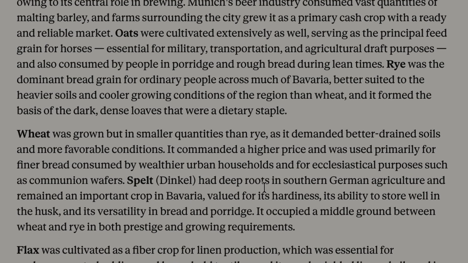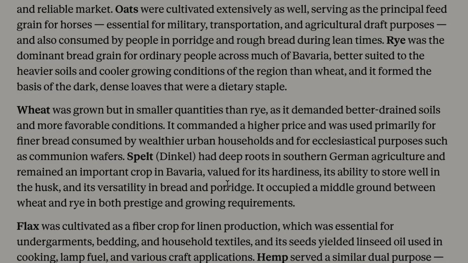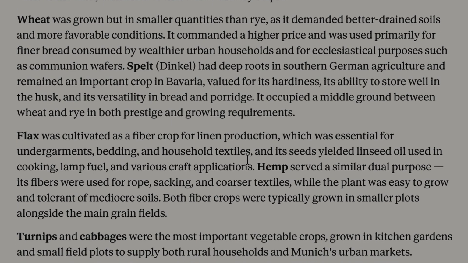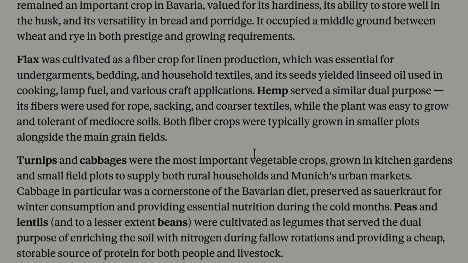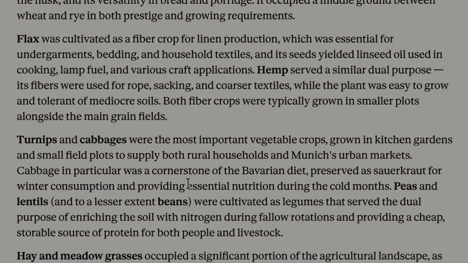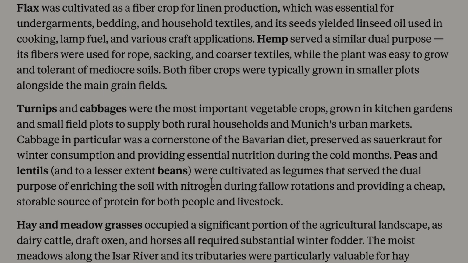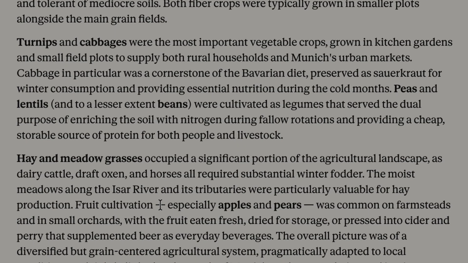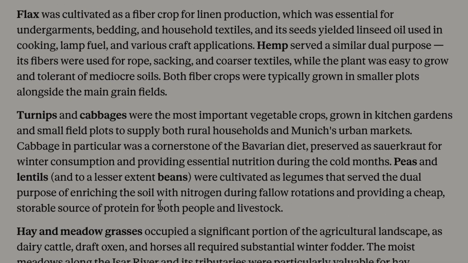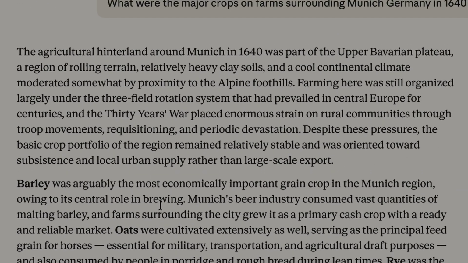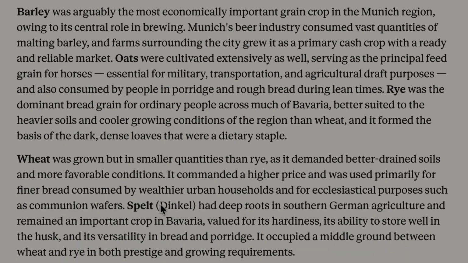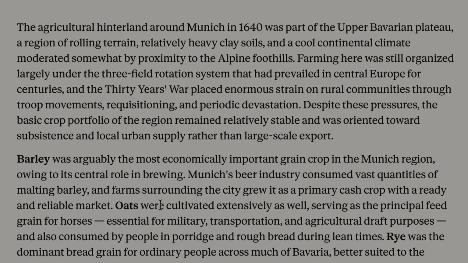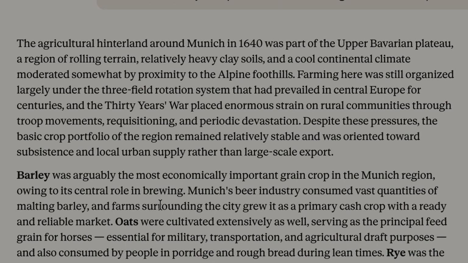Wheat, spelt. Flax for linen. Hemp, similar purpose for linen. Turnips, yep, turnips and cabbage. Peas, lentils, beans. Hay and meadow grasses for the animals. Apples and pears. So this is the kind of produce that would be shipped into the city center to make the food or brew the beer for the people.